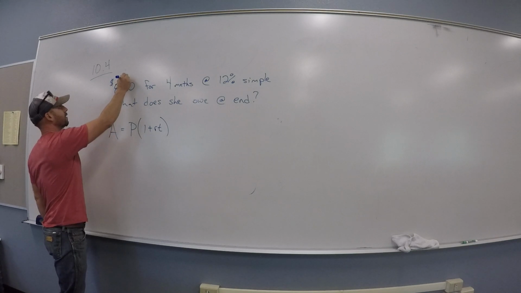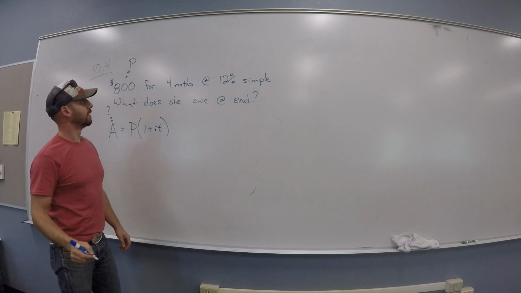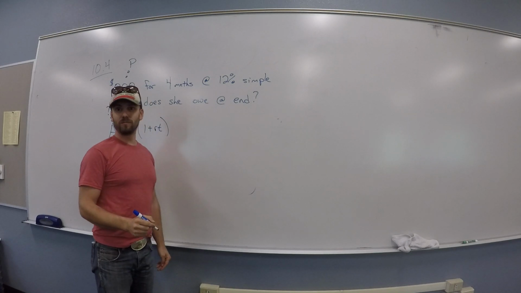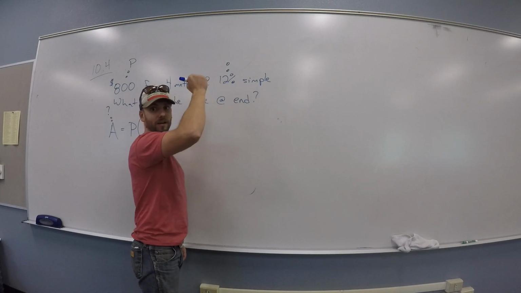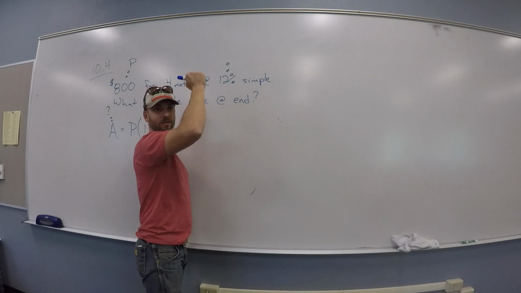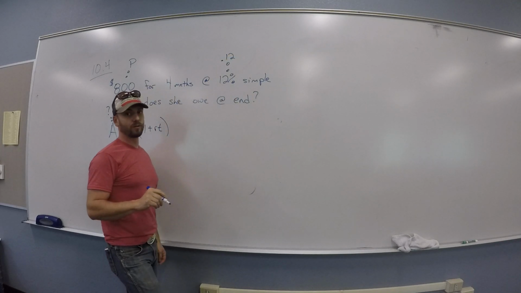So 800 is your principal, very nice. 12% is the rate, almost. The rate is 0.12, right? So just make sure you convert to a decimal.